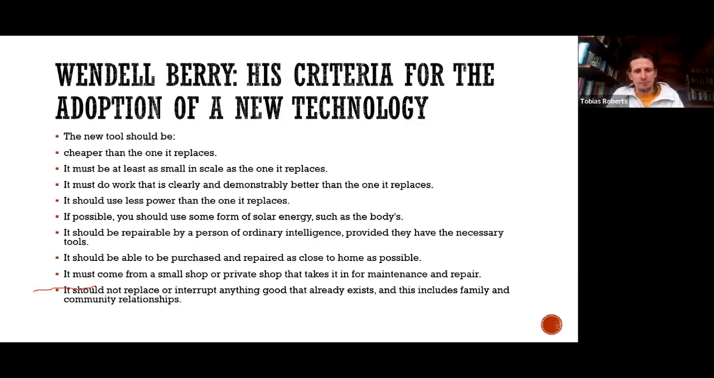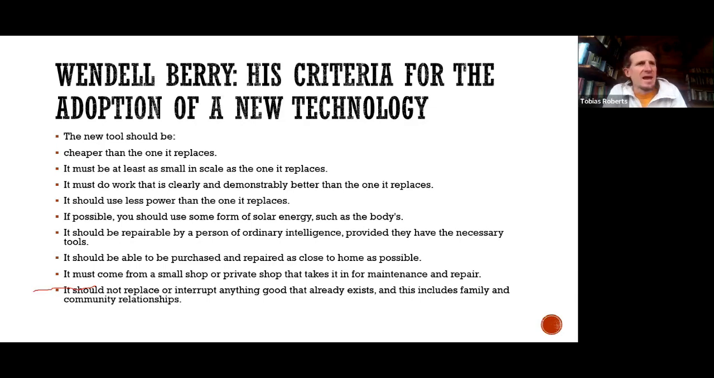And again, if you do need it repaired, it should be able to be purchased and repaired as close to home as possible. And we're going to talk about one of the issues of decentralization, that instead of concentrating all of these different things in urban centers or in centers of technology and in commerce and industry, trying to allow technologies to be made, distributed, sold, and repaired within local communities.